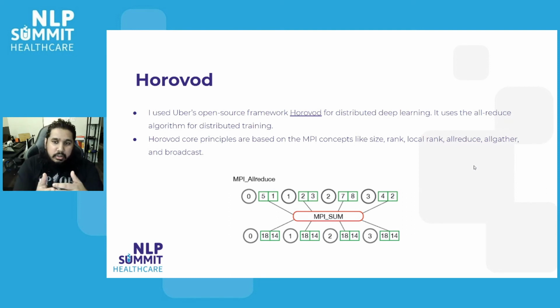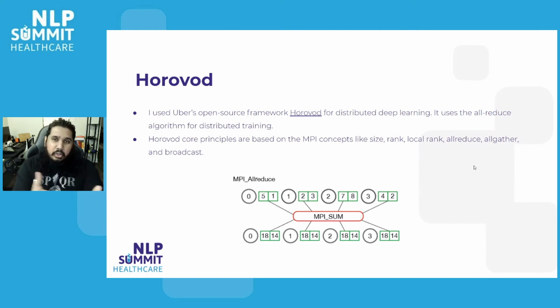And all-reduce. All-reduce is an algorithm for fast distributed training, and Horovod uses all-reduce rather than a parameter server approach. The parameter server approach is what's used in TensorFlow's distributed training strategy. Horovod, in addition, also includes multiple optimization methods to make distributed training faster.